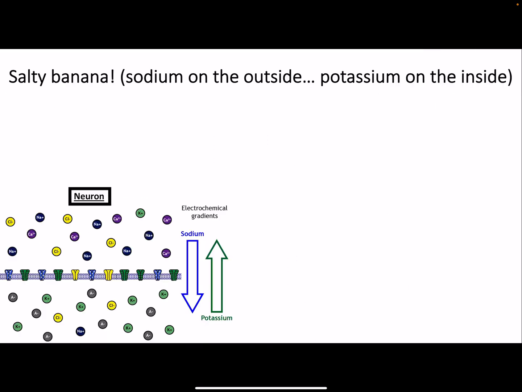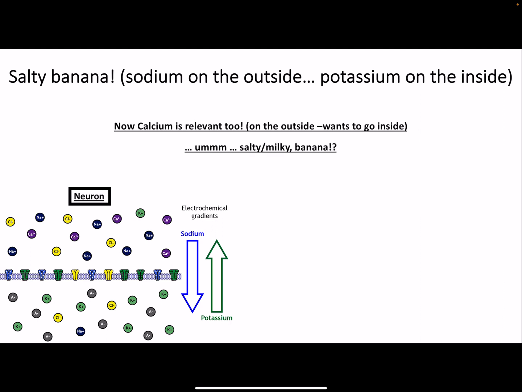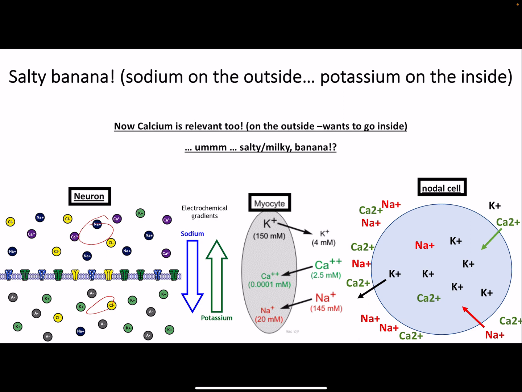So in the MCAT and pre-MAT, we're used to salty banana, sodium on the outside, potassium on the inside. And now we're bringing calcium into the picture too. So we can think of this as like salty, milky banana, right? Salt on the outside and banana on the inside, but now it's salt and calcium on the outside and banana, potassium, on the inside. Same for a nodal cell as well.